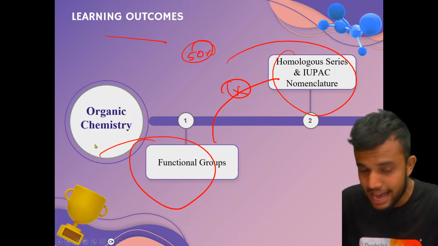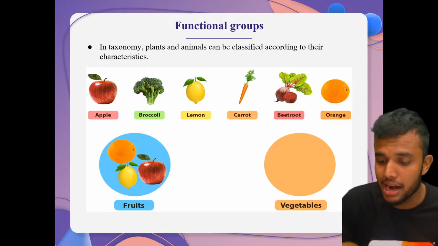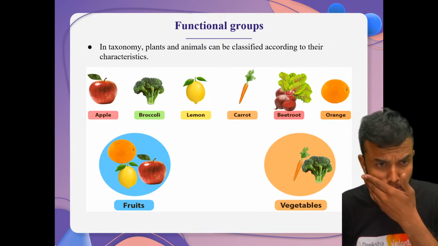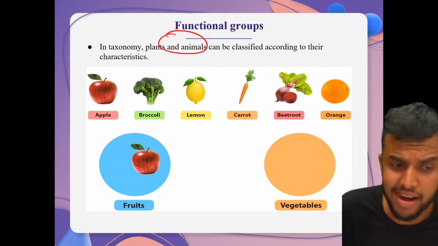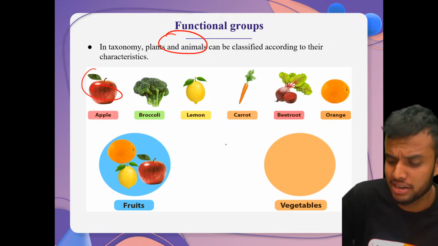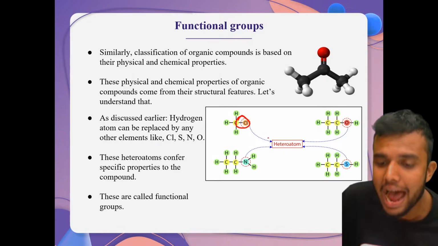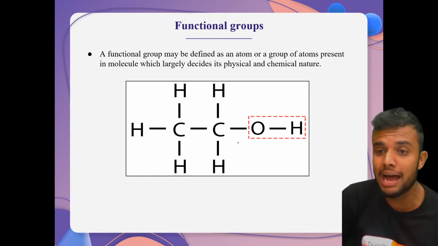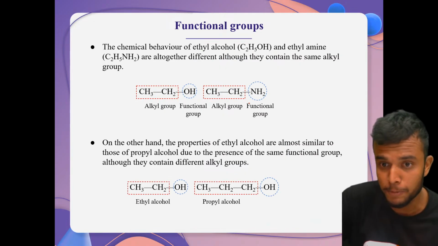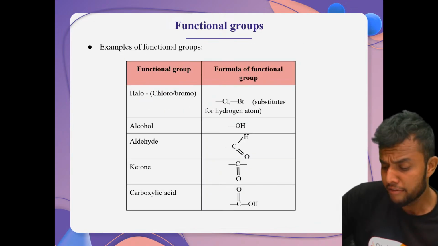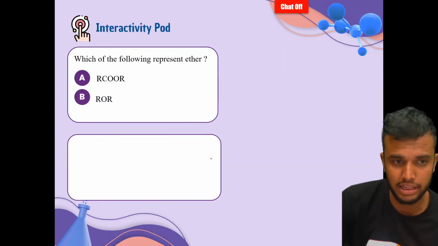Yes, come on, let's move to the next thing: functional groups and homologous series. Come on, what is a functional group, my dear students? We already know. In taxonomy, plants and animals can be classified according to their characteristics, right, students? Apple, fruits, and other things. And also, here a functional group is nothing but, in a hydrocarbon, if we replace hydrogen with another heteroatom and this heteroatom describes the entire physical and chemical nature, then these groups are called functional groups. For example, ethanol, methanol. We have a number of functional groups: halo, alcohol, aldehyde, ketone. These are the relevant structures and everything.